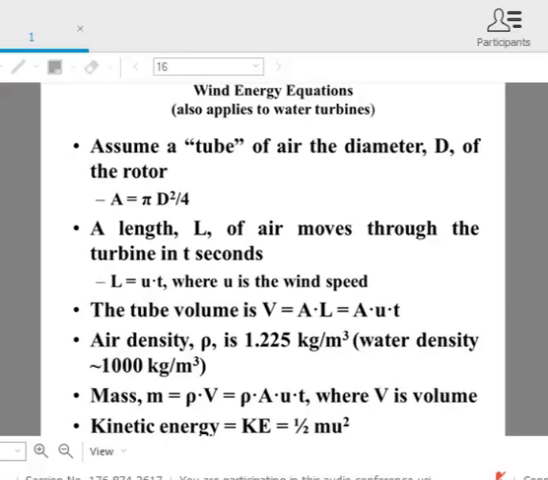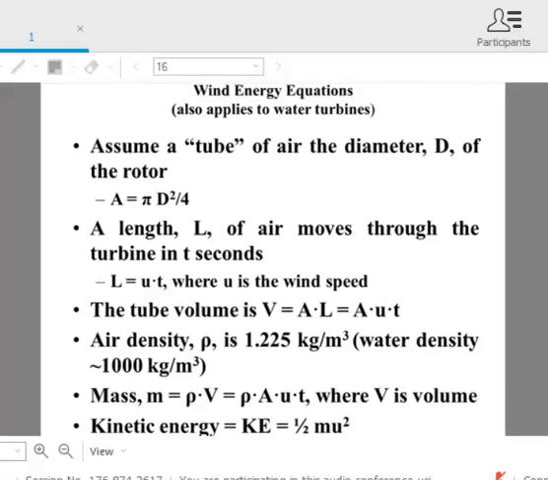So tube diameter d, that is pi d by 4, length is L. A length L of air moves through the turbine in T seconds, so L is U into T. Okay, so turbine volume is this. So air density, assume the standard 1.225.